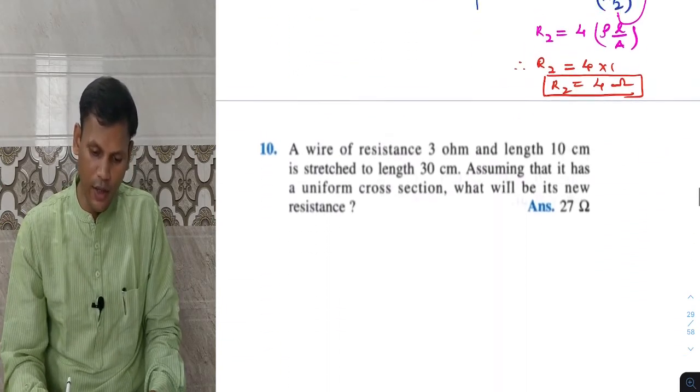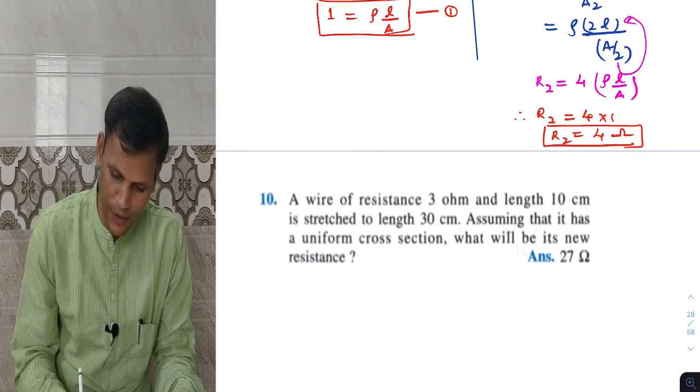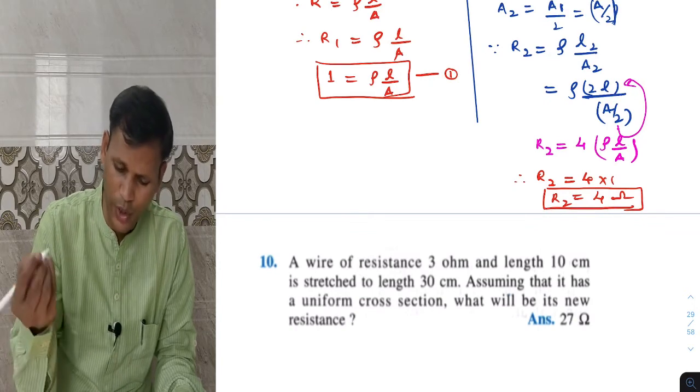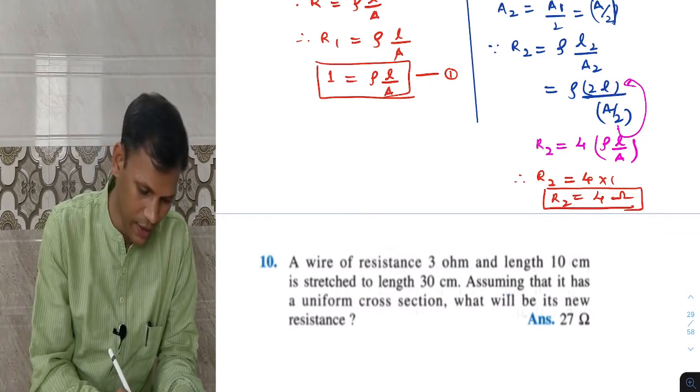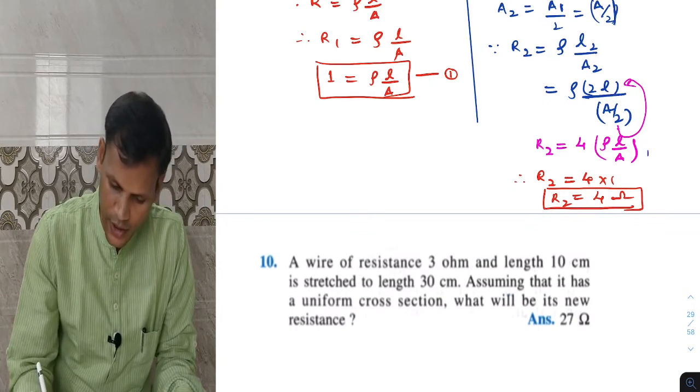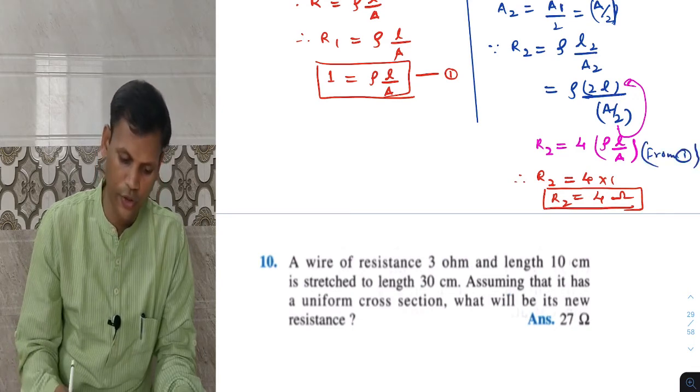Next question, but in the previous question we can do one more thing. From 1 we can write here, another way, otherwise confusion will take place. So from 1, from equation 1.